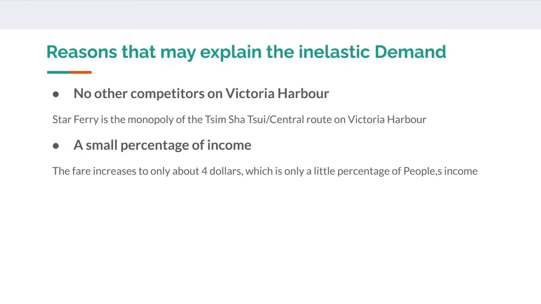So here are the reasons that may explain the inelastic demand. First, there are no other competitors on Victoria Harbour. Star Ferry is the monopoly of the Tsim Sha Tsui to Central route on Victoria Harbour. Secondly, it is only a small percentage of income. The fare increased by only about $4, which occupies a very small percentage of people's income.